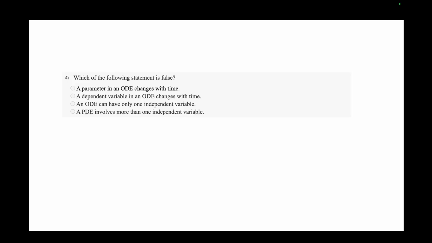The first one, a parameter in an ODE changes with the time. Yeah, that's true. Actually, that is false. So that's the question that has been asked. So which of the statements is false? A parameter does not change with time. So that's the constant there.